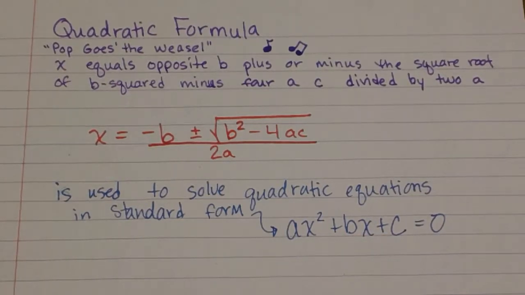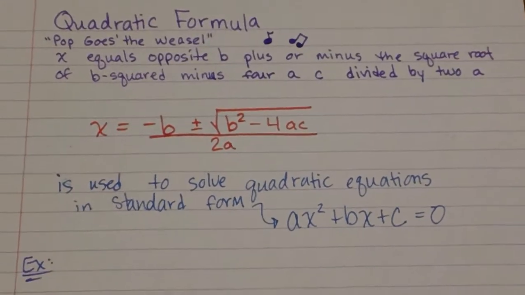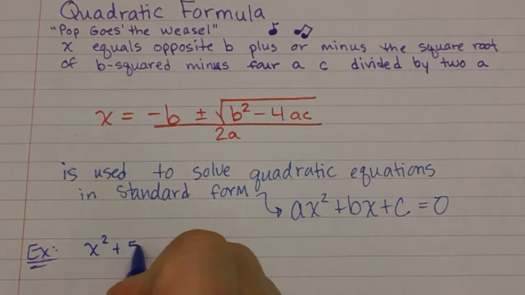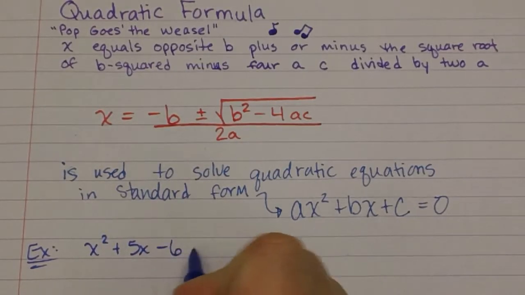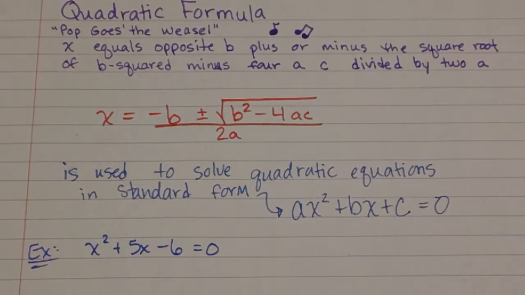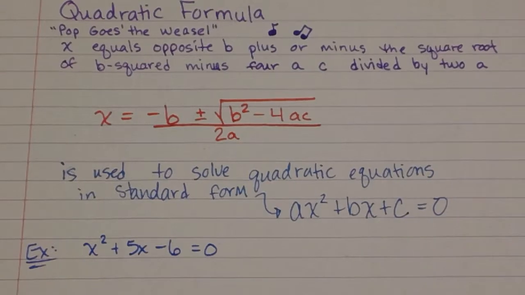So we should get some practice solving these. Here is example number 1. X squared plus 5x minus 6 equals 0. Now the numbers that we're going to be using in the quadratic formula are the a, b, and c that are in standard form.